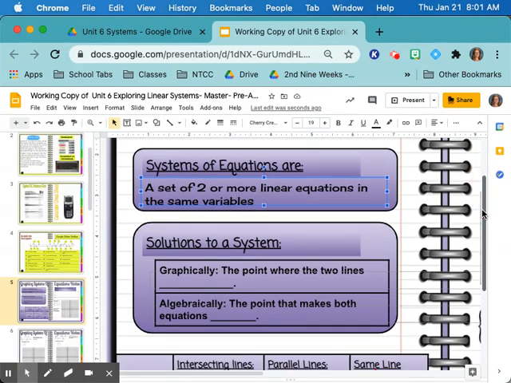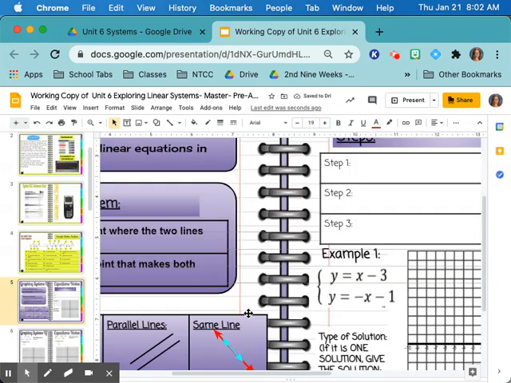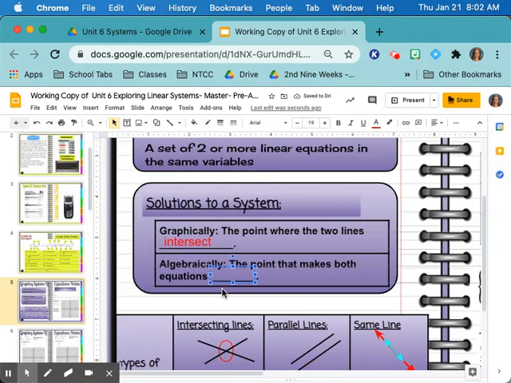We're going to learn several ways to solve systems of equations. So a system of equations would be basically two equations, like y equals 4x plus 1 and y equals 1/2 x minus 3. You are going to find the solution graphically, the point where the two lines intersect. Algebraically, it is the point that makes both equations true.